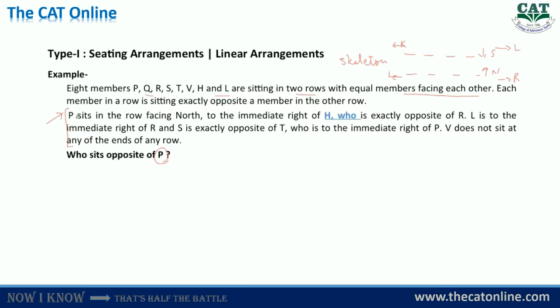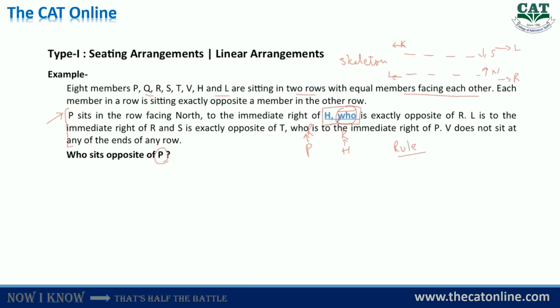So now, before proceeding towards the solution, I have highlighted this thing. If you read the first line, P sits in the row facing north to the immediate right of H, who is exactly opposite of R. So who, this word who denotes whether P is sitting opposite towards R or H is sitting opposite towards R. So this is a rule of grammar that you need to take note of.